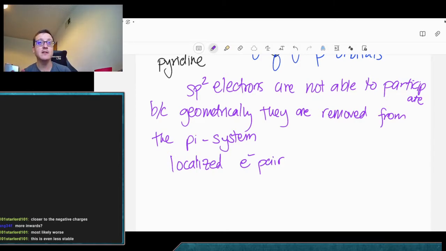Meaning they're stuck in one spot. They're not going to move about with the resonance. All right, so those electrons are stuck in one little spot. All right, so it just depends on the hybridization there, right?